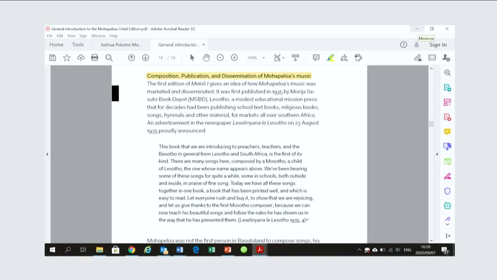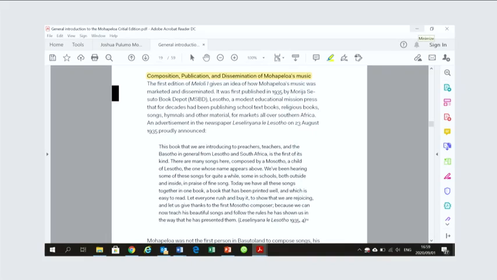This article is about the composer that the second years are going to be dealing with. He's a Sotho composer, Mohapeloa. Okay, now in this particular article, and you're not going to have to read the whole article, you'll be very grateful about this because it's 50 pages long. I'm only going to give you 20 pages of this particular article. You'll see that I've underlined here one of the headings. It says composition, publication, and dissemination of his music.